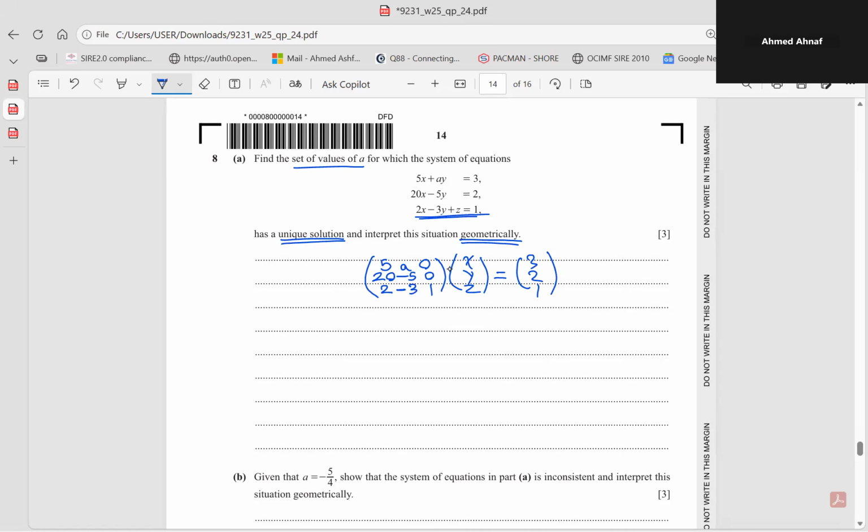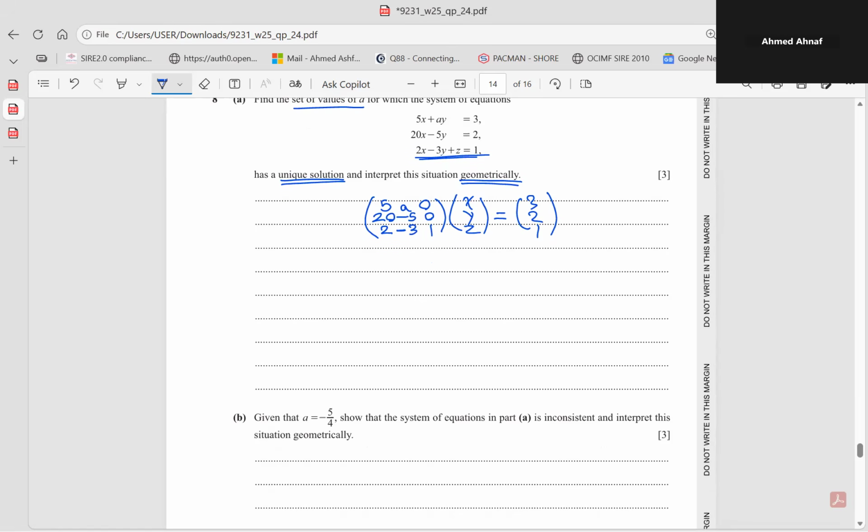Okay, so for this to have a unique solution, you're supposed to be able to take the inverse of this 3 by 3 matrix. And in order to take the inverse of this 3 by 3 matrix, the determinant of this matrix cannot be equal to 0. So first, let's find the expression for the determinant.